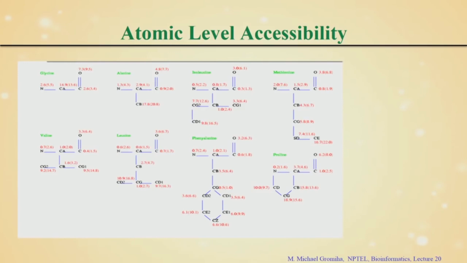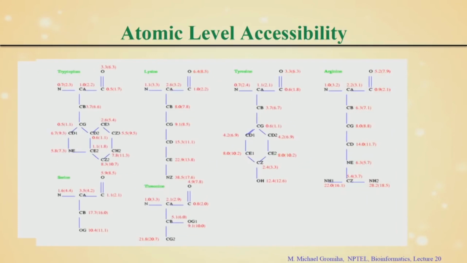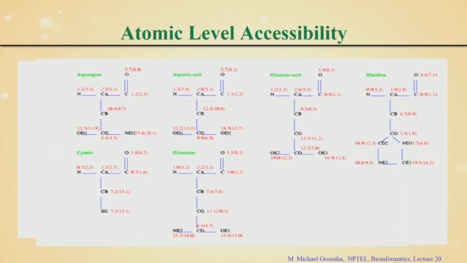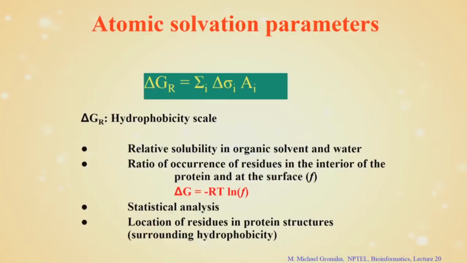So, we can calculate for each residue and all atoms. For glycine, alanine, for all the 20 residues, we can have the extended state accessibility values. These are the 20 different amino acids, and we have the data for all the atoms. This is for the extended state. Now, we have the folded state, but the problem is how we get the delta sigma I, which we need to calculate.